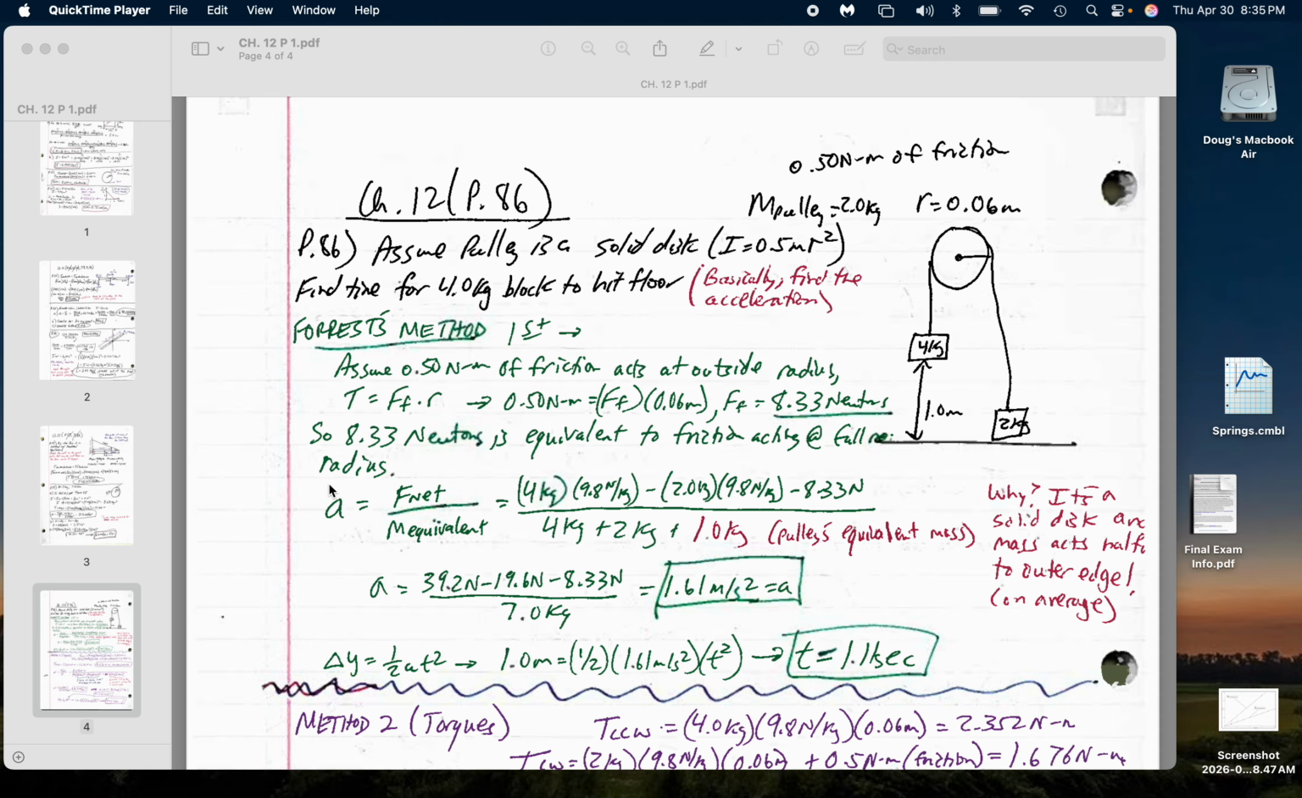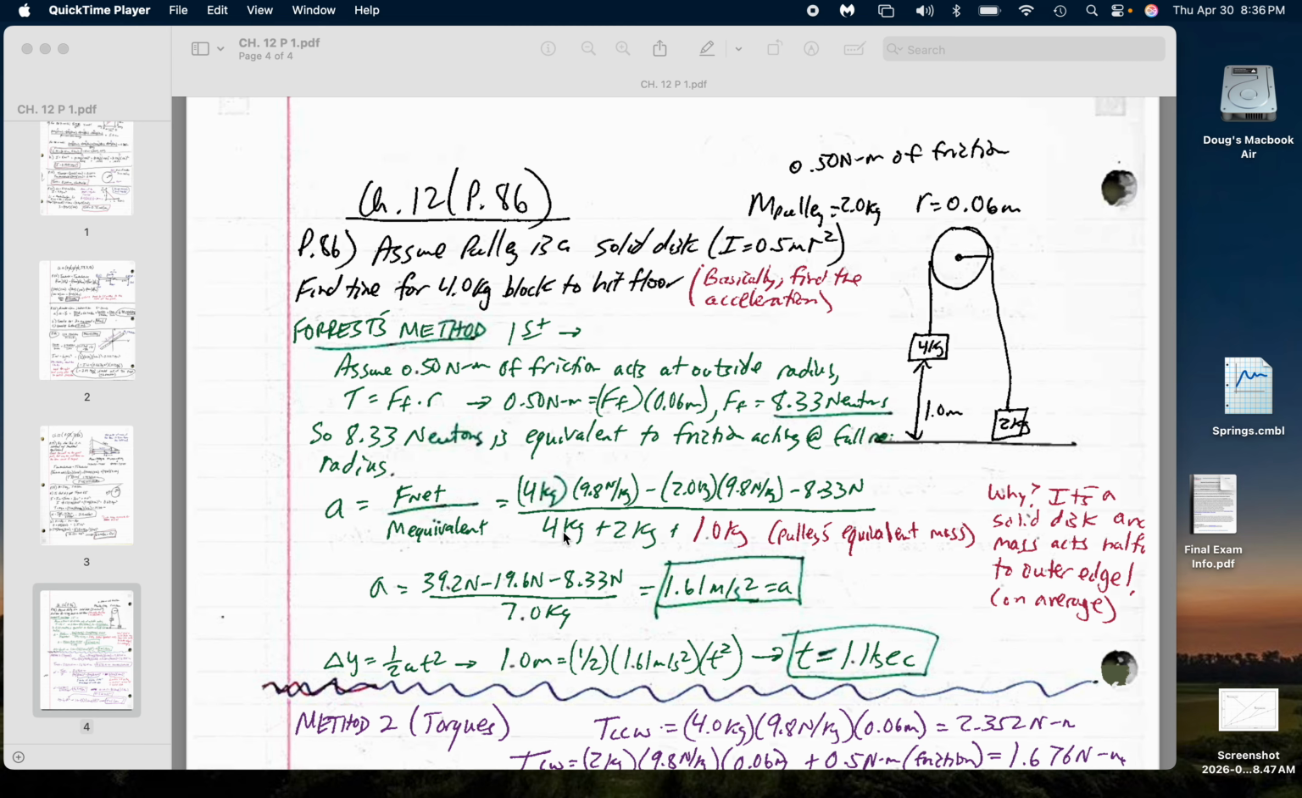So now if I want to find acceleration, I can say net force over mass equivalent, not mass total, mass equivalent. 4 kilograms times 9.8 newtons per kilogram would be the force causing acceleration on this side. Forces on this side are 2 kilograms times 9.8 newtons per kilogram, and then 8.33 newtons equivalent caused by friction. We subtract both of those off from the force on this side.